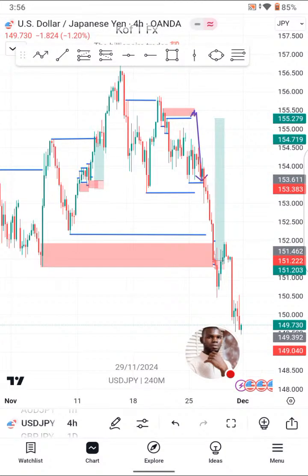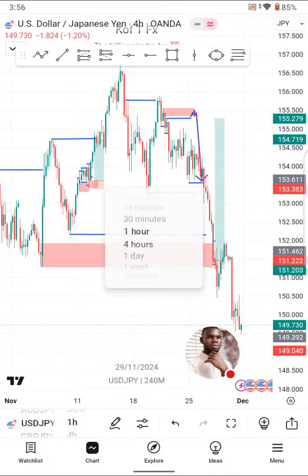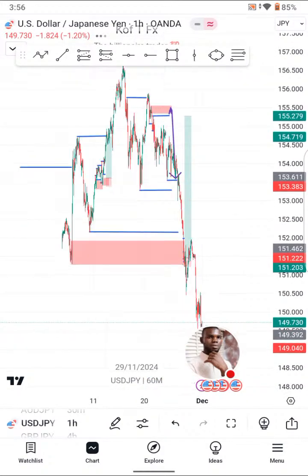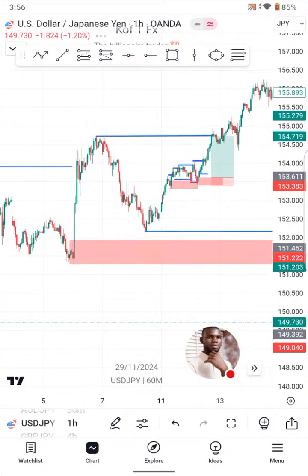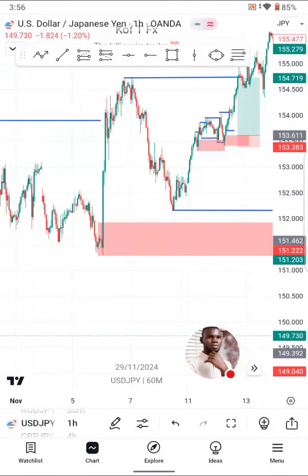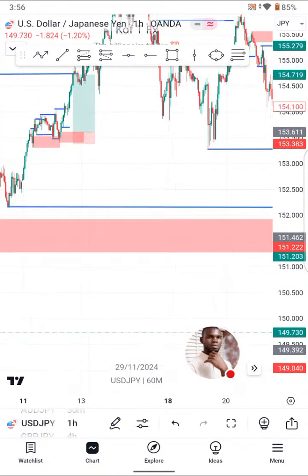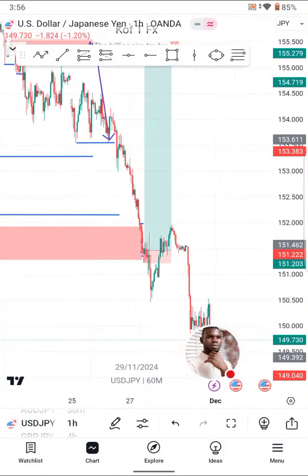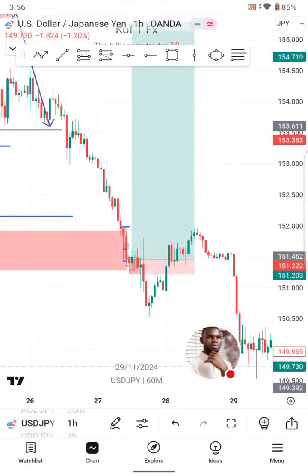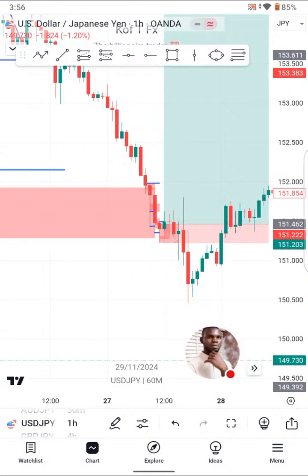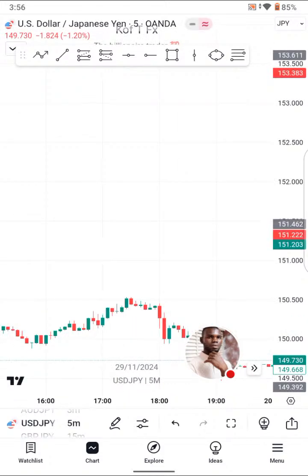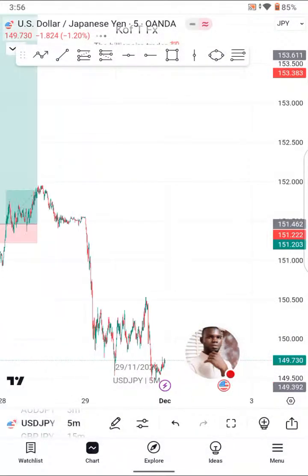So that's the 4 hours time frame. Then I went to the 1 hour time frame to refine the POI. The 1 hour time frame is the intermediate time frame for me for the 4 hours time frame. So it is still the same POI. So I was waiting that okay, when price got there, I switched to the 5 minute time frame. I spent a lot of time on this. I spent over 2 hours waiting for confirmation on this trade.